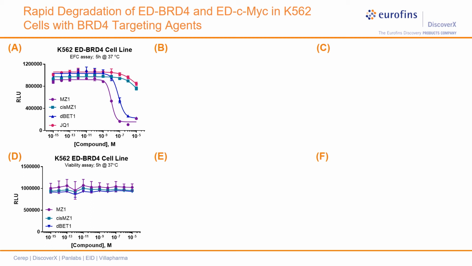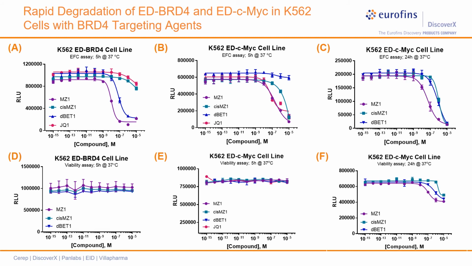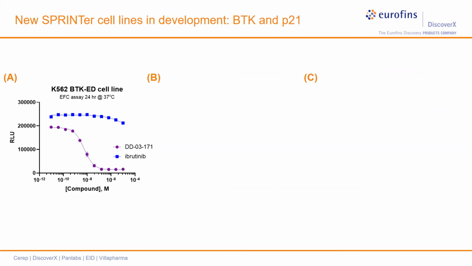Similar results can also be seen in c-MYC Sprinter cell lines after 5 hours of PROTAC incubation. More distinct potency of the PROTACs is shown after 24 hours of incubation. Currently, a total of 4 cell lines targeting BRD4 and c-MYC are in our catalog. We also have two new Sprinter cell lines in development.